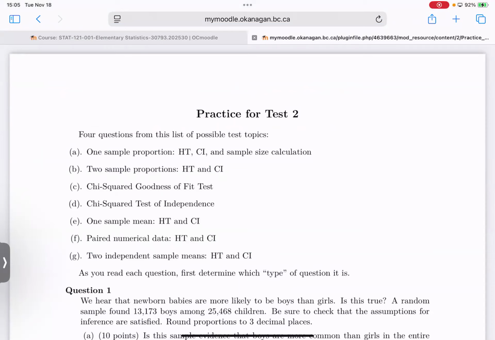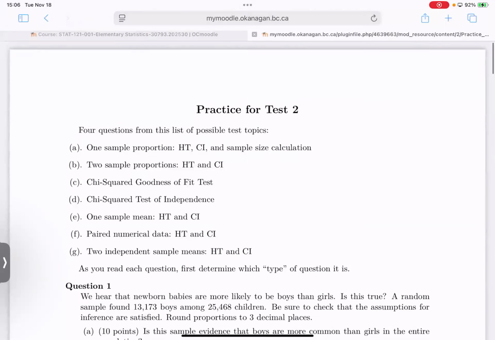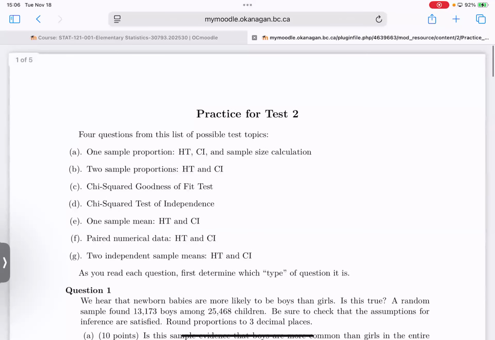There's going to be 4 questions from this list of possible test topics. So you need to be prepared for all of them, of course. But there's no way I could possibly have a test testing you on all these things. It's got a little summary up at the top, and then all the questions.